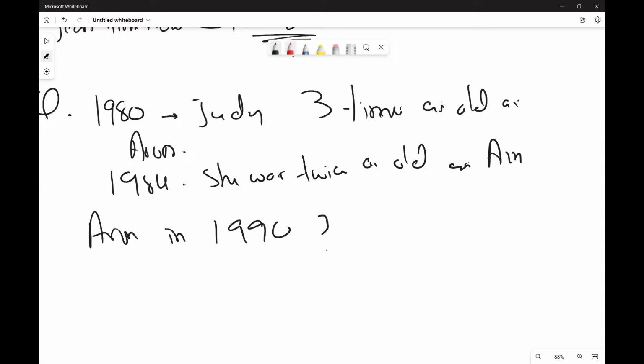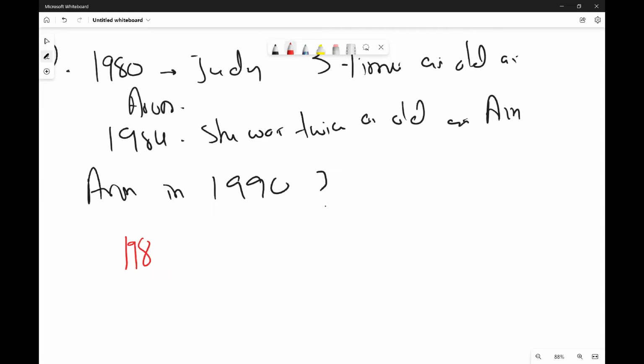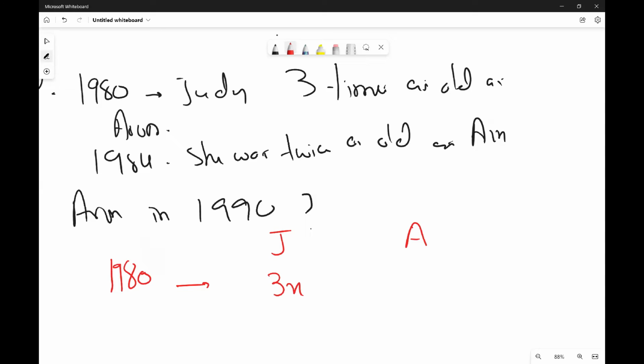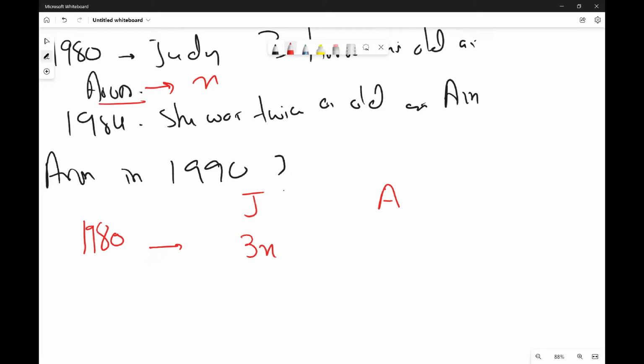अब हम इसका डेटा सिंप्लीफाई कर लेते हैं जरा. हमें पता है 1980 में जूडी और एरन की एज लिख लेते हैं. जूडी वाज 3 times x. यानी अगर हम ये कह रहे हैं 3 times as old as एरन, तो एरन को हमने अज्यूम कर लिया x years old and एरन was x. ठीक है, जूडी was 3 times.